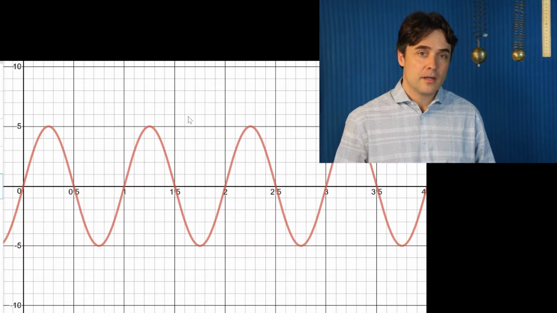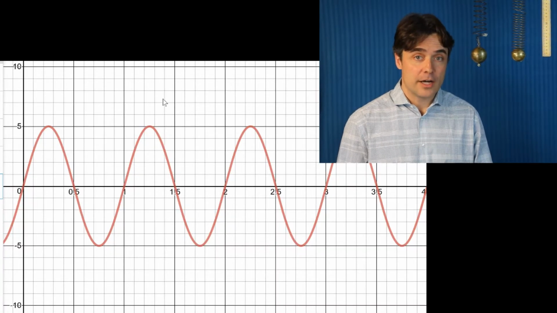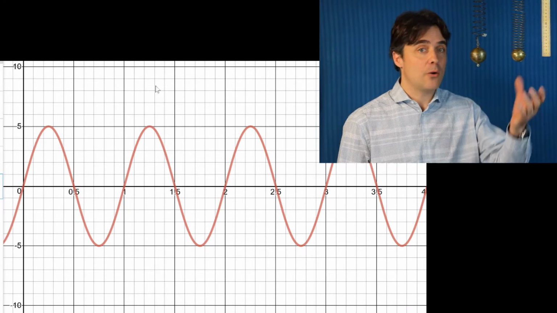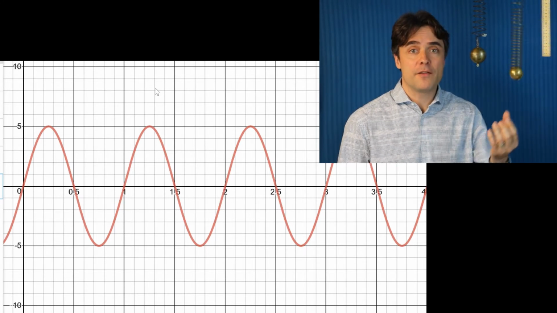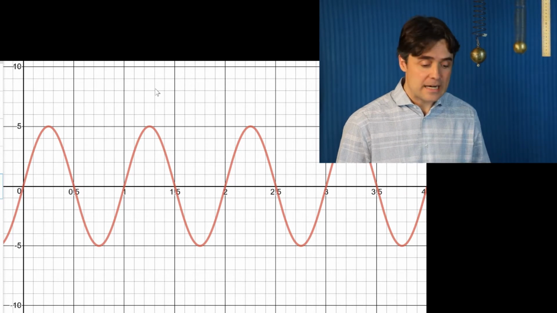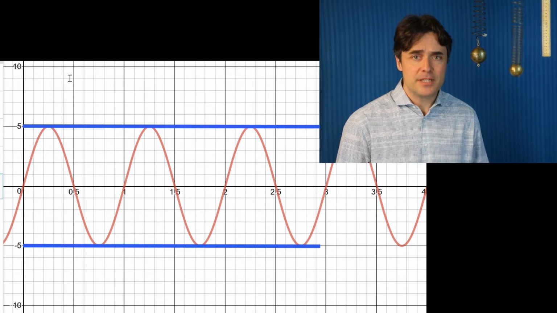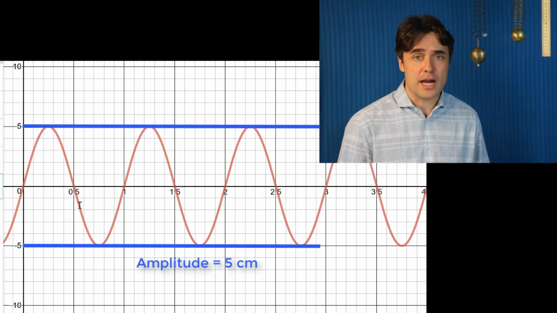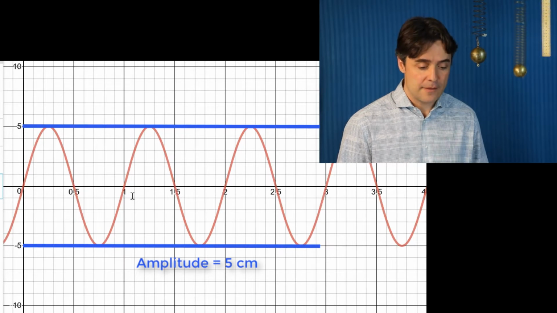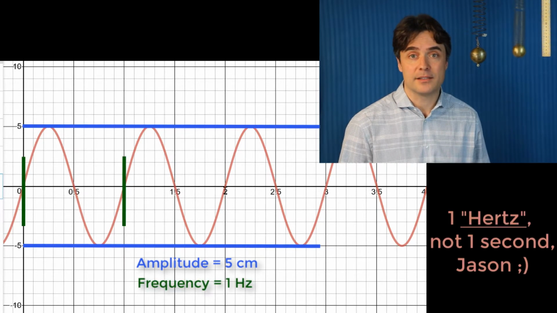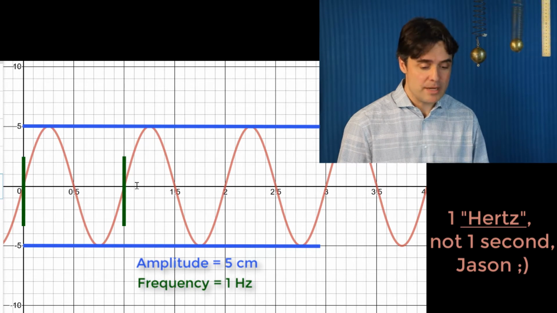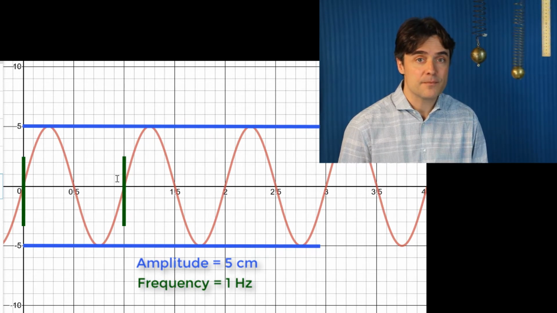Now, it's always good to look at what happens on our position time graph to see how it looks after changing these parameters. We have here a sine wave on a graph, which represents how our original ball is moving on the spring when we release it at an amplitude of 5 centimeters. We can see that the maximum distance from the center in either direction is 5 centimeters, and the period is 1 second.